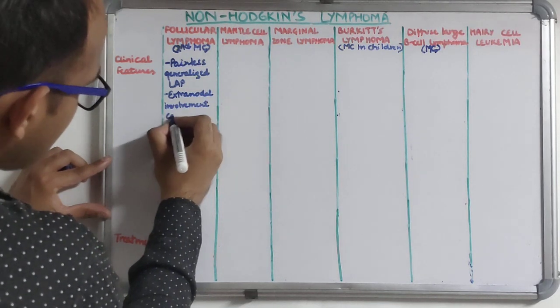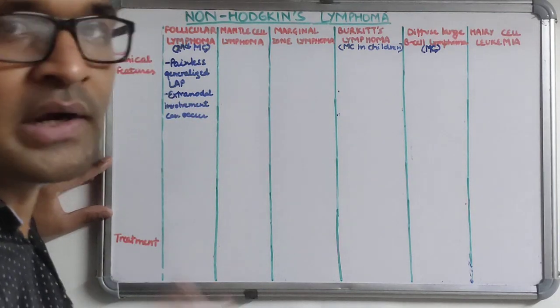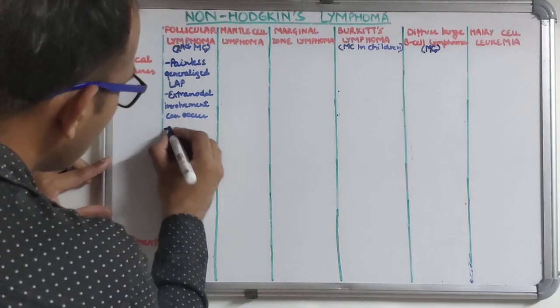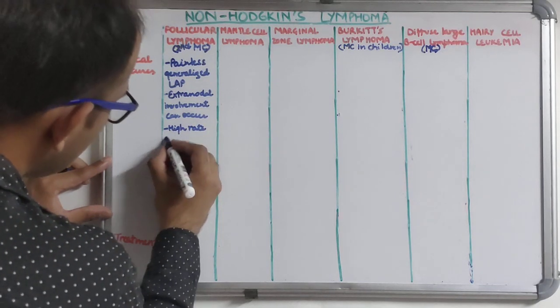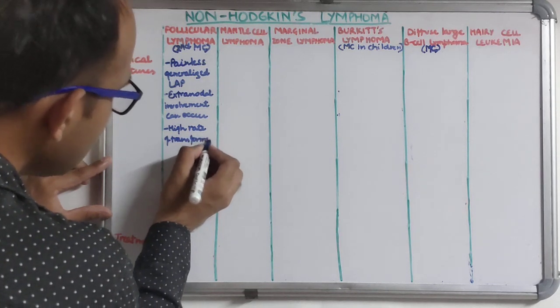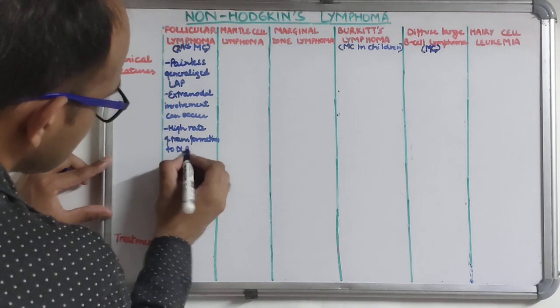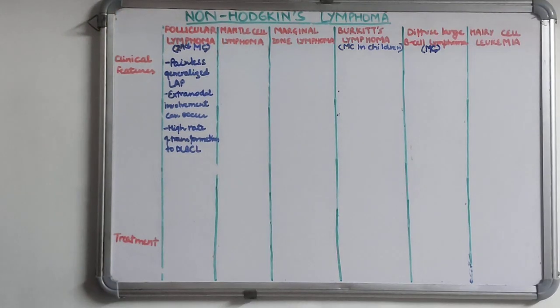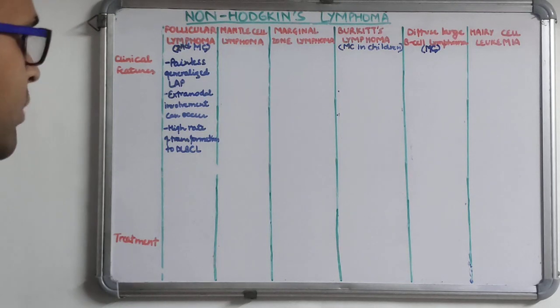And another important thing I want to tell you here, that there is high rate of transformation to DLBCL of follicular lymphoma, 3% per year. So the possibility of DLBCL should be considered in a patient of follicular lymphoma.